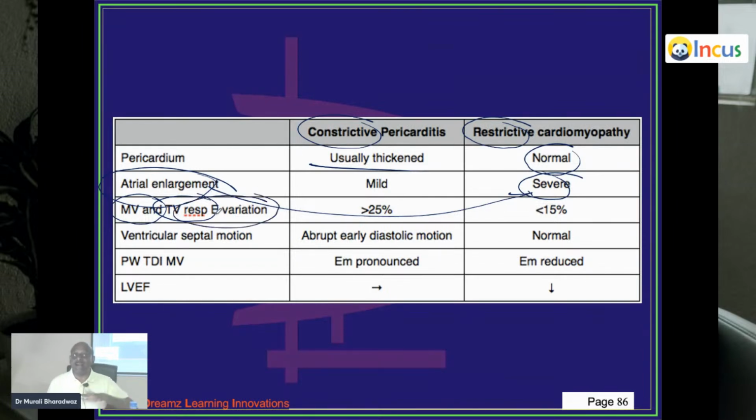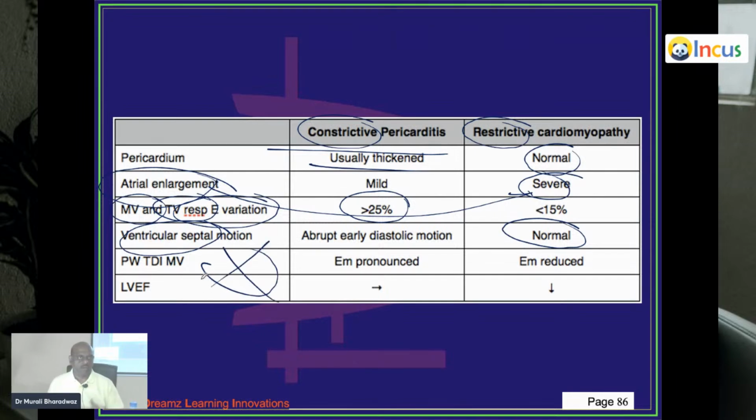The respiratory variation, as it is called, is more in constrictive pericarditis. Ventricular septal motion is normal. The interventricular septum is there; the motion of it is normal in restrictive, but in constrictive it may not be.